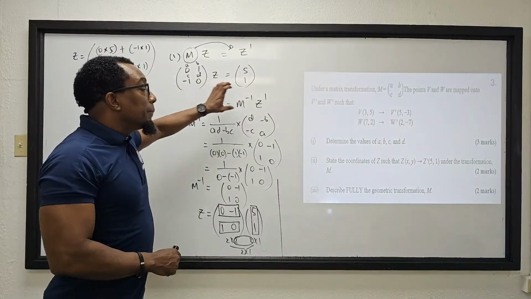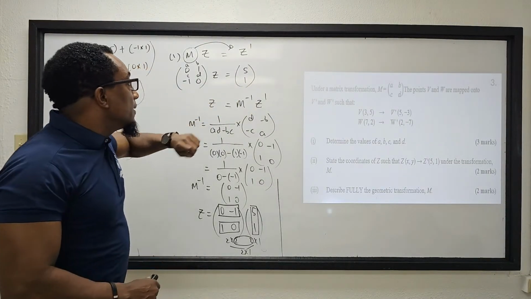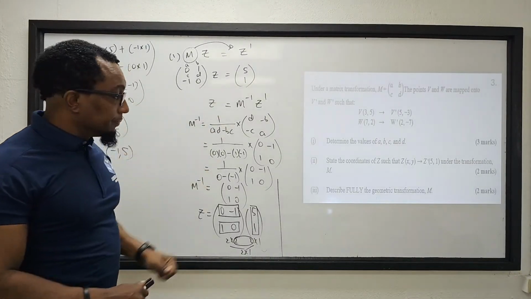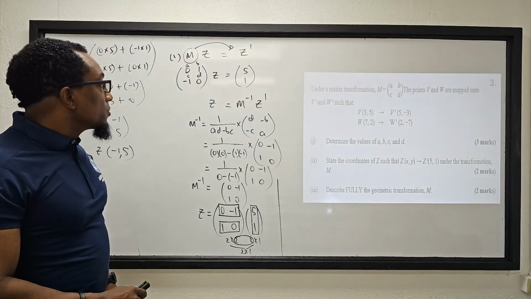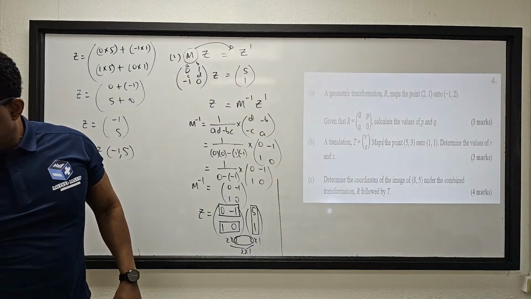And we're going to multiply the inverse by the image C prime in this case to help us determine the object C. Alright? So very, very important. So let's move on to the next question.